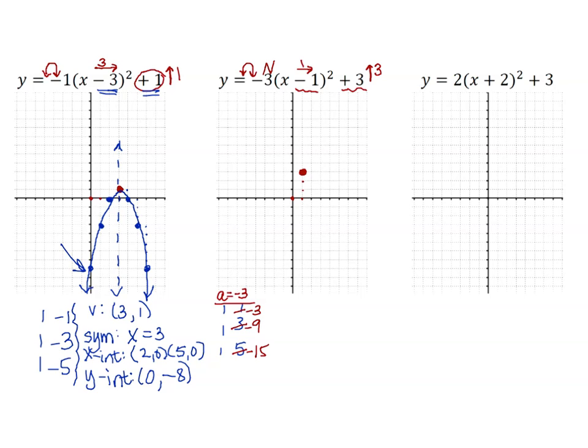All right, so let's start plotting some points. I'm going to start at my vertex. I'm going to go over 1, down 1, 2, 3. Over 1, down 1, 2, 3, 4, 5, 6, 7, 8, 9. And then I'm going to do the same thing on the other side. And that's it. I've got my parabola.